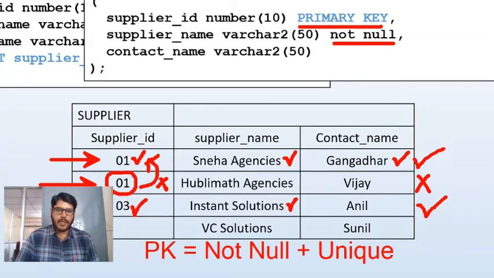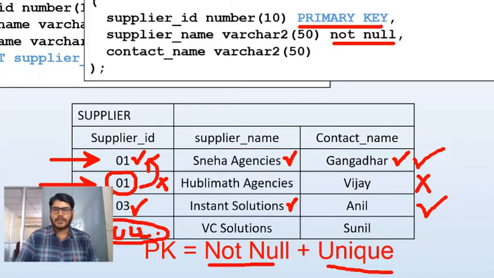But if we observe the fourth record here, we are trying to store a null value here. So you can observe this value is blank. So that is indicating what? Null. But primary key, what it says, it is nothing but the combination of not null and unique. But here what we are storing? Null we are storing. So it will not accept this record also. So this is how the primary key constraint is going to work.